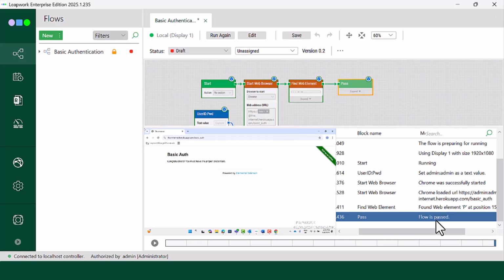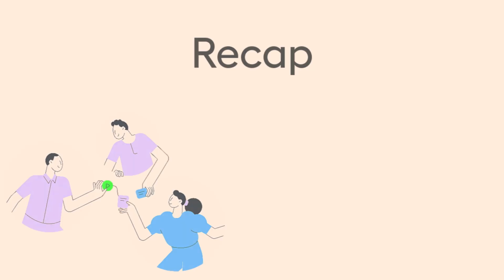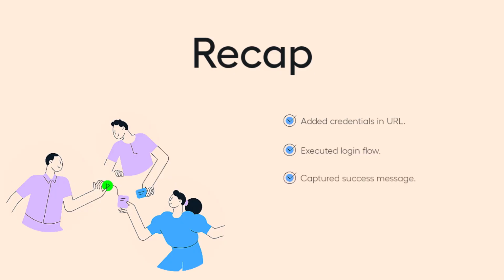No coding, no complexity, just a few clear steps to create fast, hassle-free automation. Let's quickly recap the steps we took to automate the basic auth scenario. At first, we added the login credentials to the URL using the set text block. Then we ran the flow to test the login. After that, we captured the success message using the recorder. Next, we used the strategy editor to search for the word "Congratulations." We then connected a pass block to mark the test as successful. Finally, we ran the full flow. And that's it. Our basic auth automation is all set and successfully completed.